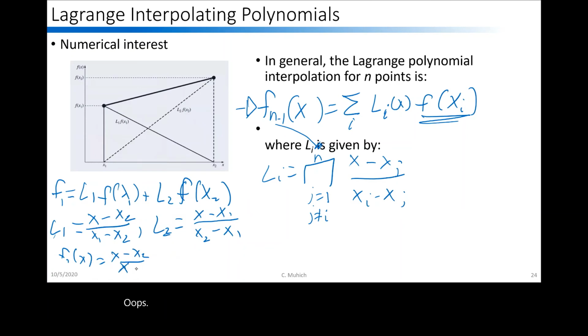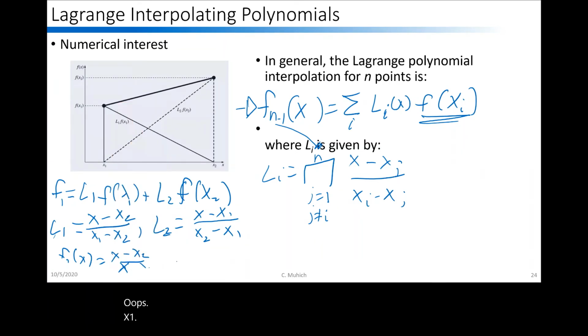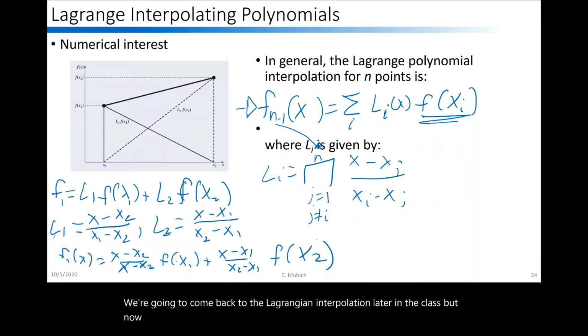Okay, well, x1 minus x2, f of x1 plus x minus x1 over x2 minus x1 times f of x2. Okay. We're going to come back to the Lagrangian interpolation later in the class, but now you have an idea of what this is going to look like.